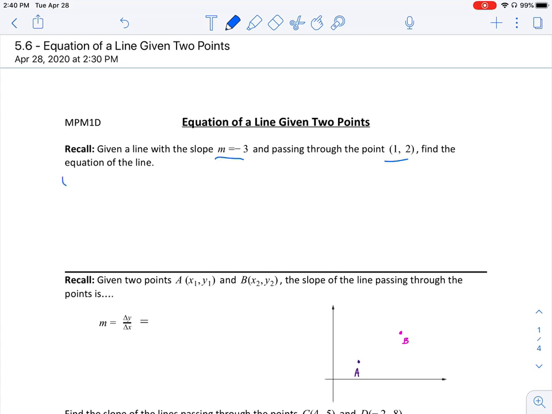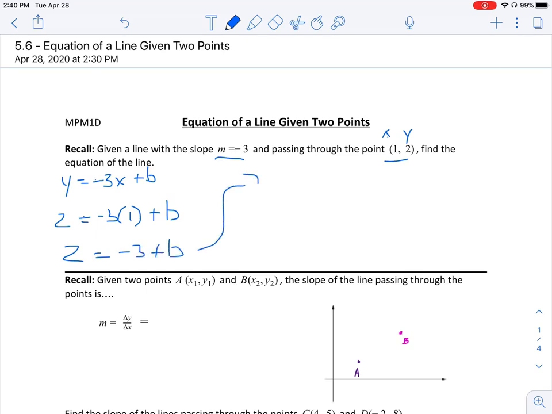Well, I'm going to use that slope we have, y equals -3x plus b. I have my x and my y, so I plug those values in. 2 is equal to -3, my x value is 1, plus b. 2 equals -3 plus b, which then gives me a b value, or my y-intercept. If I bring that 3 over, it becomes +3, which would be 5. So then my equation of the line is y equals -3x plus 5.